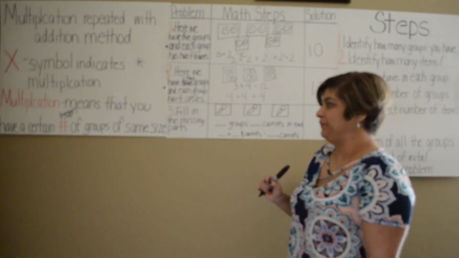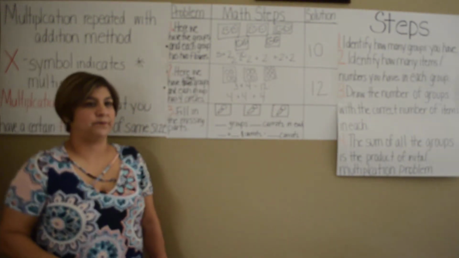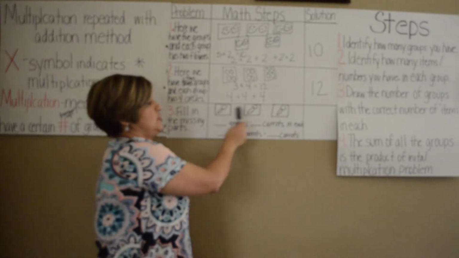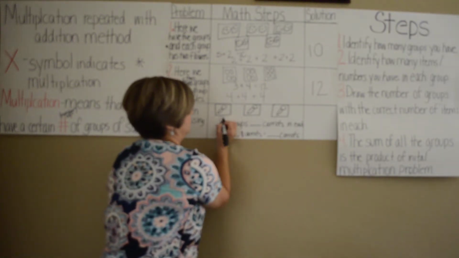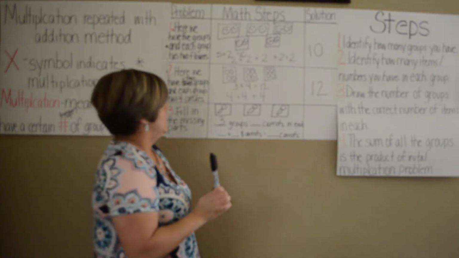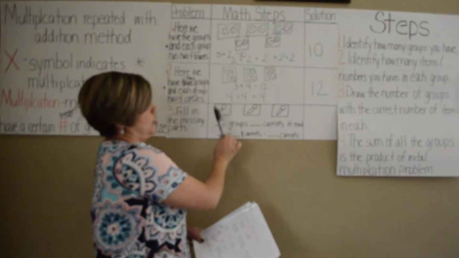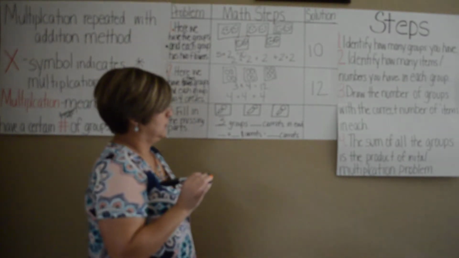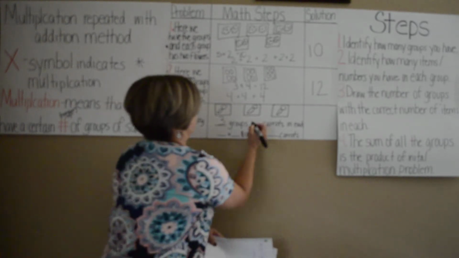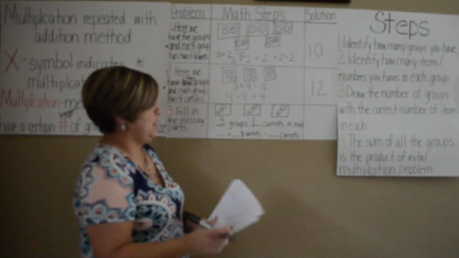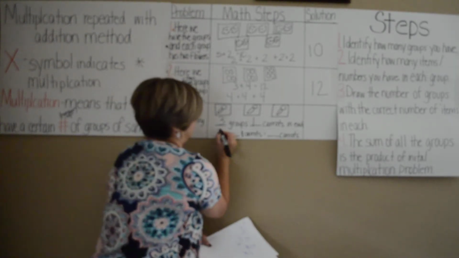Here's another problem. This one, we will be filling in the missing parts. So how many groups do we have here, class? 3, correct. How many carrots are in each group? 1, correct. So we know that our problem would be 3 times 1.